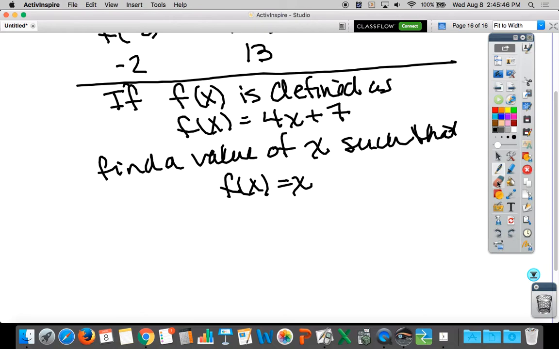If f of x is defined as f of x equals 4x plus 7, find the value of x such that f of x equals x. Sounds like I just keep talking in circles, right? Okay, you can do this. And it's telling you exactly what to do if you start being a tree person and not a forest person. Look at the details.